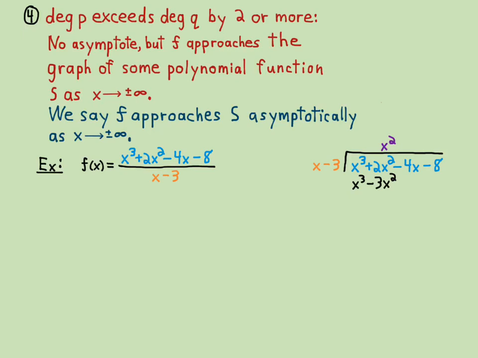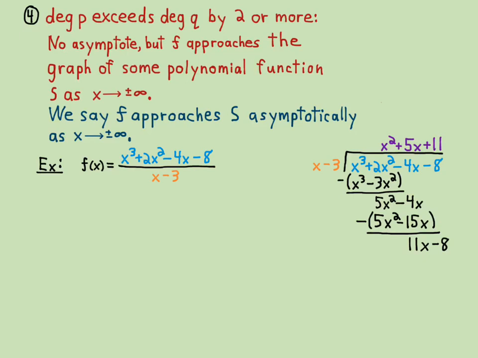You multiply that by x minus 3. Subtract that. You get 5x squared, bring down the minus 4x. Take 5x squared over x, you get 5x. Multiply that by the x minus 3, you get 5x squared minus 15x. Subtract those. Remember, you're adding 15x, so it's 15x minus 4 is 11x. Bring down the minus 8. 11x over x is 11, so plus 11.